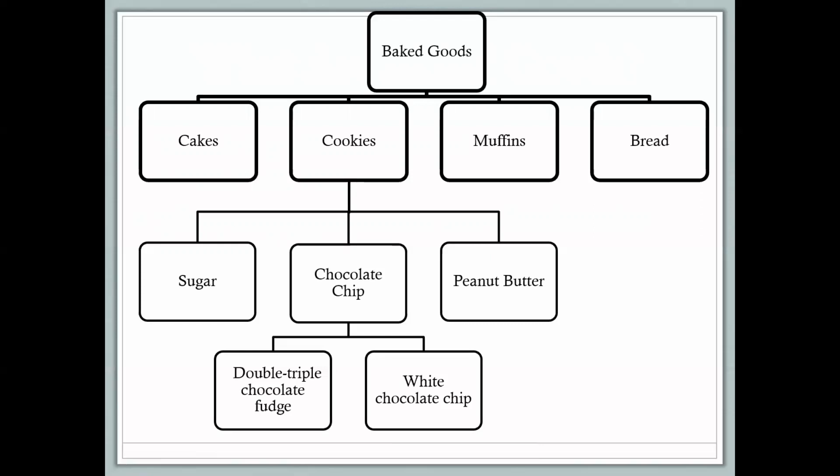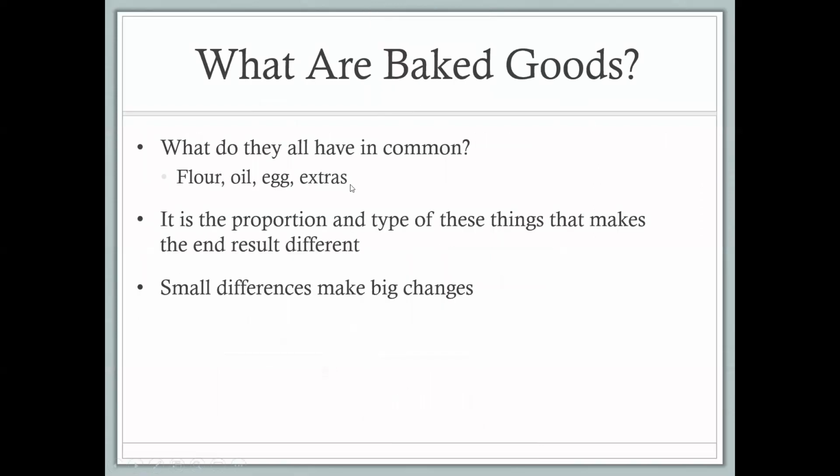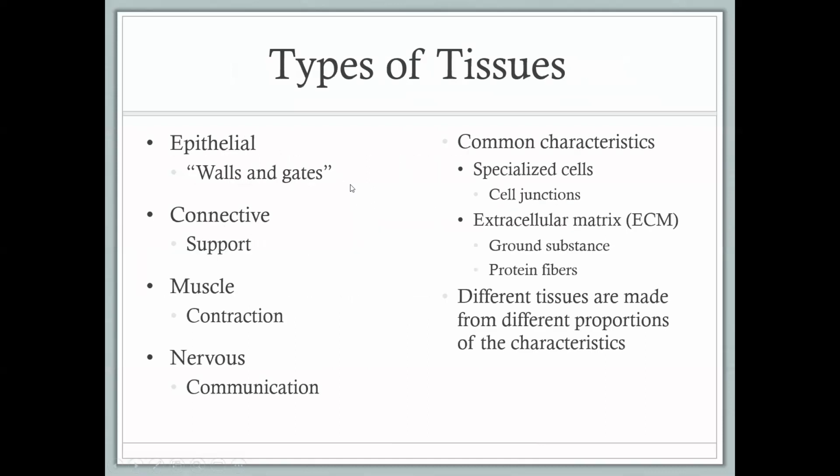So it's those small changes, those small differences on the front end that by the time you get to the end result, it's something very different. So obviously a blueberry muffin is very different than angel food cake, even though it all started with the same basic components. So I hope this analogy makes sense, because this is exactly what we're going to see when we get into tissues. There, at the very top of our family tree is the word tissue, and there are 4 different subtypes of tissues immediately. We have epithelial, connective, muscle, and nervous.